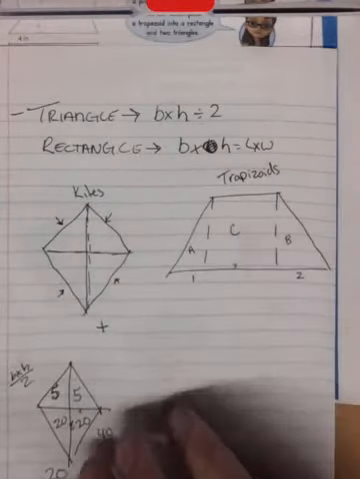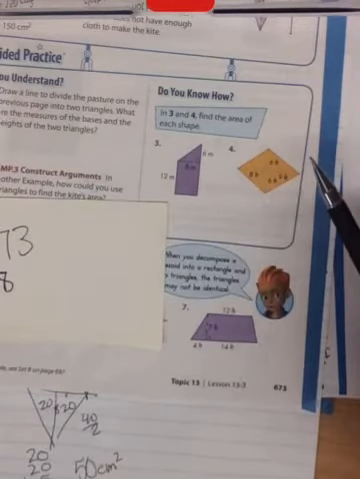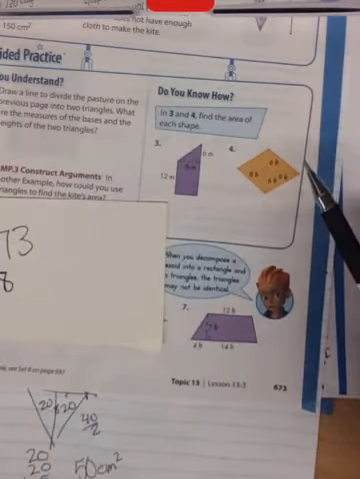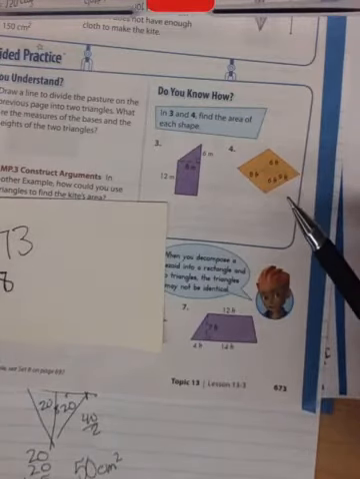Your homework assignment is not this page, it's page 673. Okay, 673. You're going to do 3 through 8. You only have one problem on the back. Okay, I didn't want to be too rude to you.